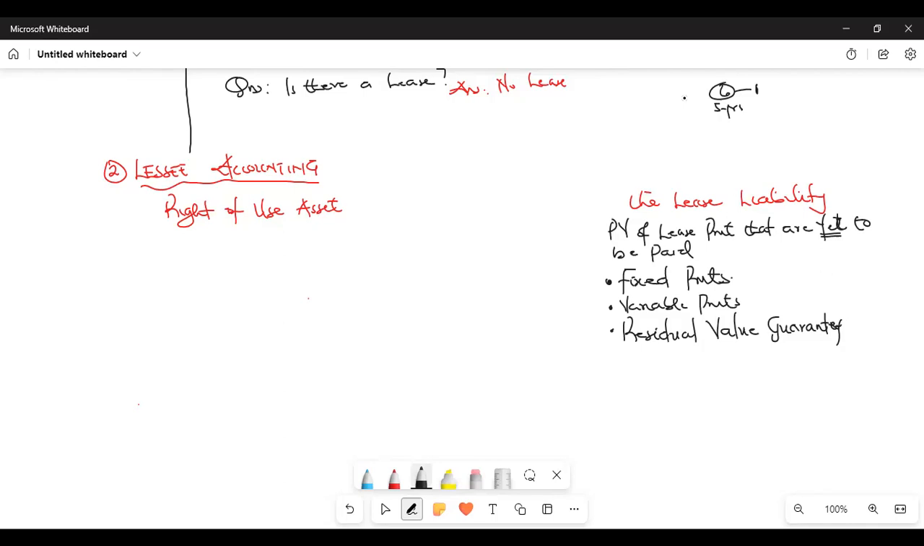All right. Another one is any option. If the exercise price of a purchase option, if you do the residual value guarantee, it can be in the form of an exercise price of a purchase option.